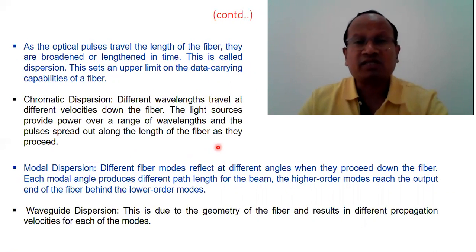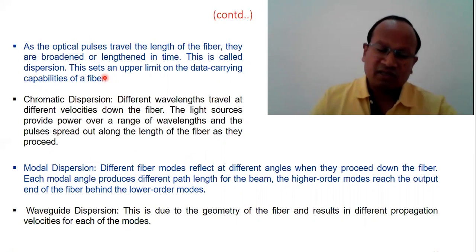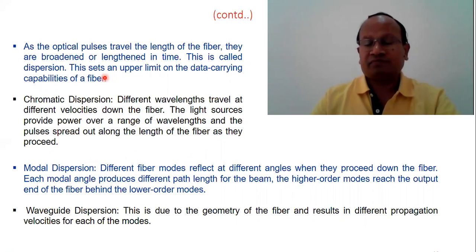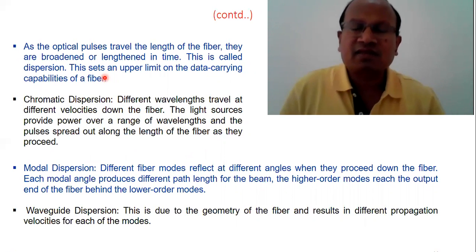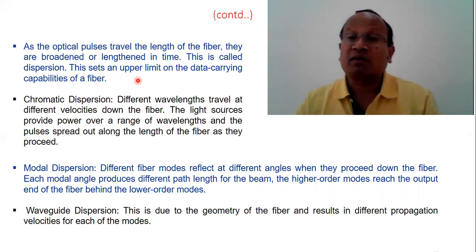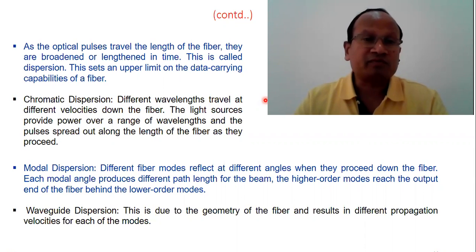As the optical pulses travel the length of the fiber, the pulses are broadened or lengthened in time, called dispersion. So what's dispersion actually? Dispersion is defined as pulse broadening or pulse lengthening, where the light pulses get broadened. This sets the upper limit of data carrying capacity of the fiber. If there is so much broadening, it will put a limit on the bandwidth of the optical fiber.